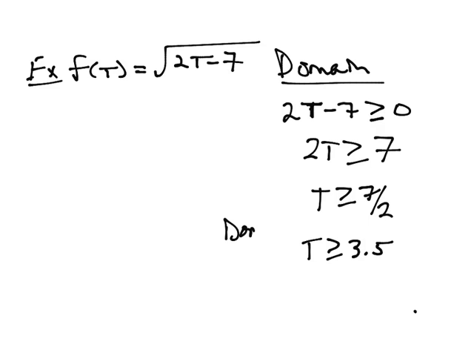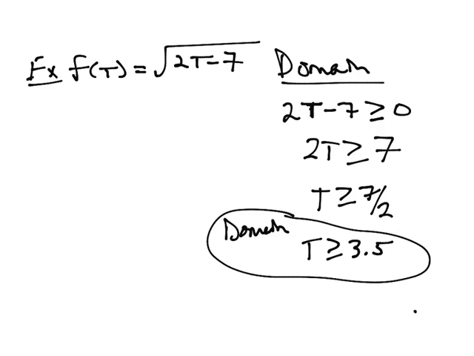So our domain would be all the values of t greater than or equal to 3.5. Before 3.5, this function doesn't exist. It has its birthday at 3.5, and then from there it has a graph, and you can plug in numbers past 3.5. So before 3.5, this function doesn't talk to them. Okay.